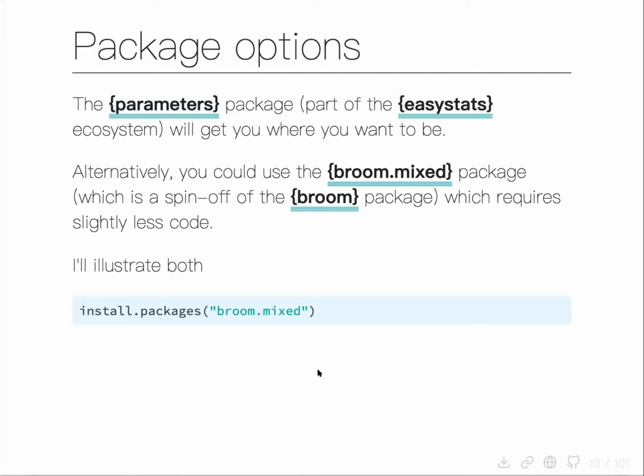So broom is a big package for tidying model results generally, right? And broom.mixed is specifically for mixed models. Okay, so like lme4, but it also does other types of models. The author originally wrote this package with the idea of incorporating it into broom, but it just became really complex. And so the authors of both packages decided to keep them separate. Okay, so broom.mixed is what I typically use.